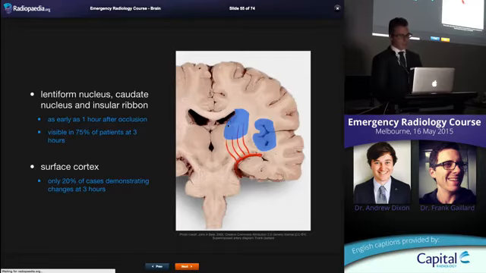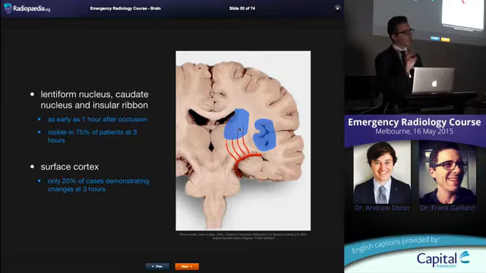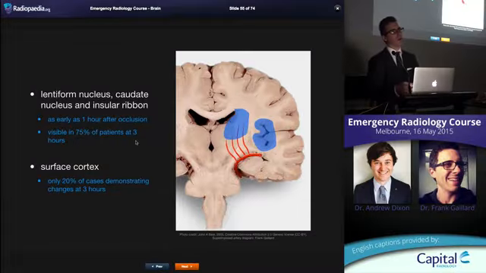And in these areas, because these are the bits that are furthest away from collateral circulation, so there's no blood coming in from elsewhere to help, these lesions are the ones that will occur earliest. And within 3 hours, you'll see it. So at 3 hours, this is still within a window of therapeutic intervention for clot retrieval. Surface cortex, though, supplied by cortical branches, because there's usually collateral circulation, will take much longer to become apparent.